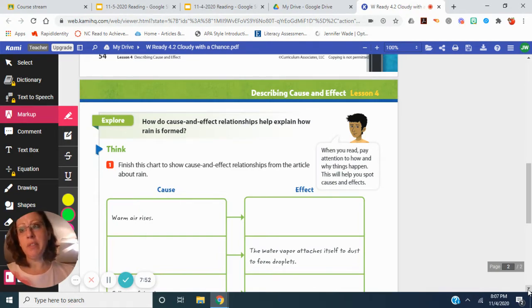I need to remember the difference as I reread to gather evidence. So first, I need to find the effect, or what happened, because warm air rises. So I'm going to look back in the article to see where the writer talks about warm air rising.